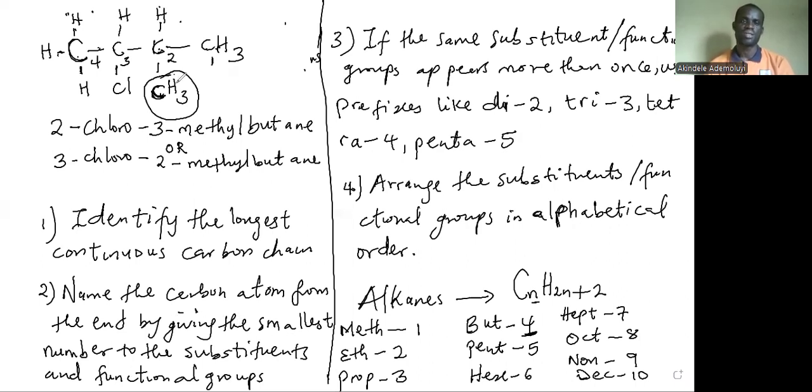And if you look at it here, we have a substituent here, we have a functional group here. Chlorine is a functional group. Alkyl is a substituent. But chlorine is higher than alkyl. Chlorine is a halogen. So we are to give chlorine a smaller number compared to methyl. So this number 1 is correct. This number 2 is incorrect, because chlorine must have a smaller number compared to the alkyl. So the proper naming is 2-chloro-3-methyl butane. Let's look at another example.